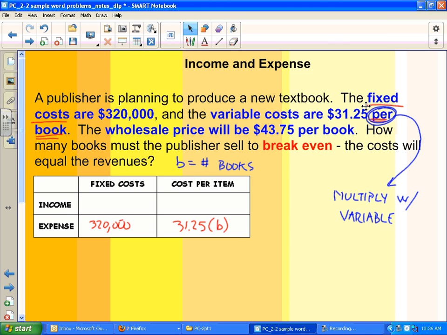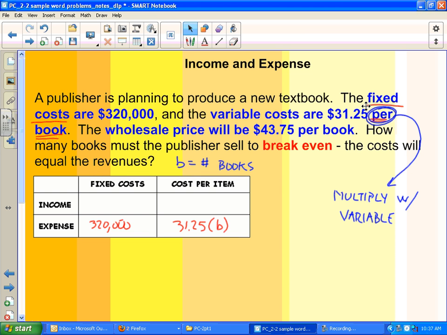All right. Wholesale. That's what you're going to sell it to the public for. That means that's money coming into your pocket. Notice that the wholesale price is larger than the cost price, and that's good. If you don't have that, you're never making money. So your wholesale price needs to be bigger than your cost price. You're making a profit per book of how much? What's your profit per book? $12.50. Add $12.50 to $31.25, you get $43.75. So every book you sell, that's $12.50 in my pocket that I don't have to send out anywhere else.